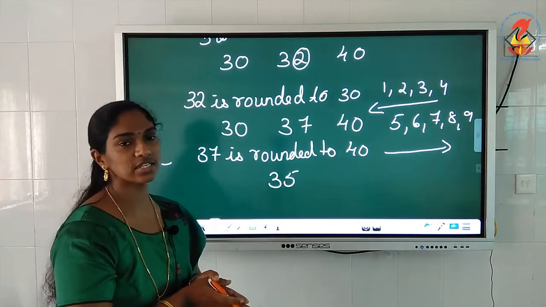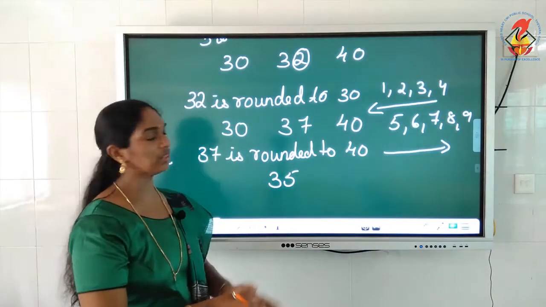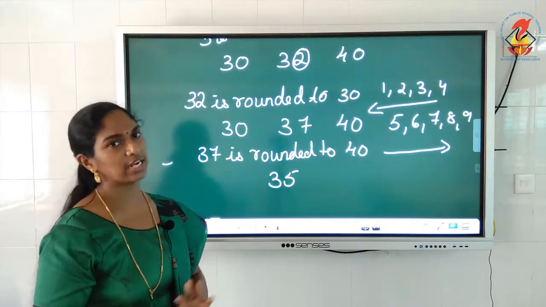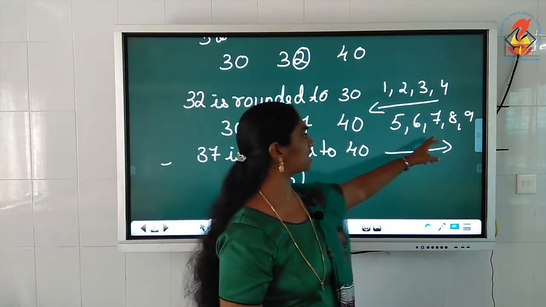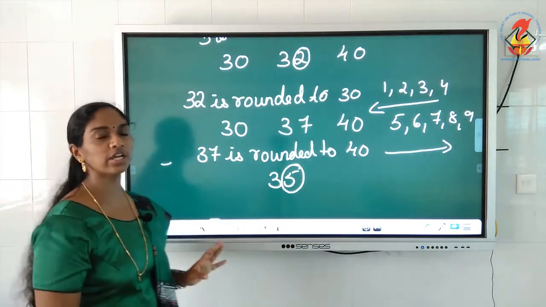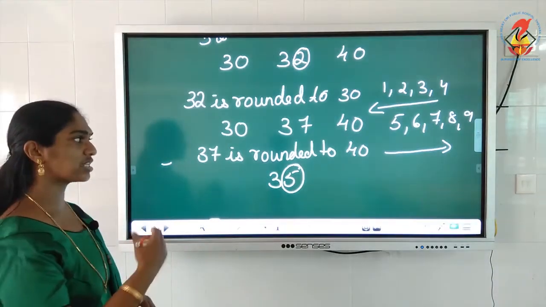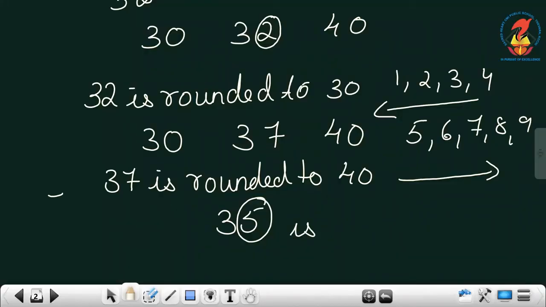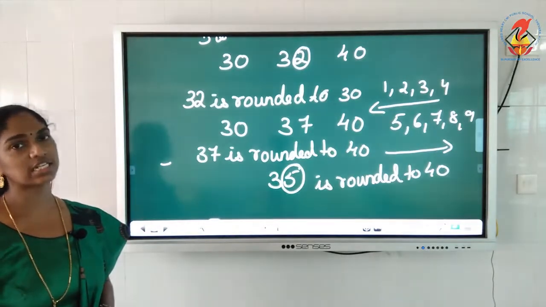35 is coming just between 30 and 40. Okay? Even though it is coming in between, this 35 will be rounded to the next 10 because I have told you, in the ones place you have the number 5. 5, 6, 7, 8, 9 will be rounded to which 10? To the next 10. That is the second number. So 35 is rounded to 40. Clear, children? So this is how you round to the nearest 10.